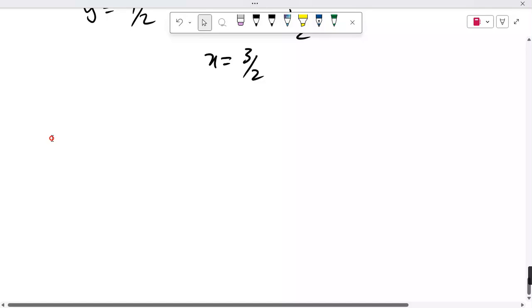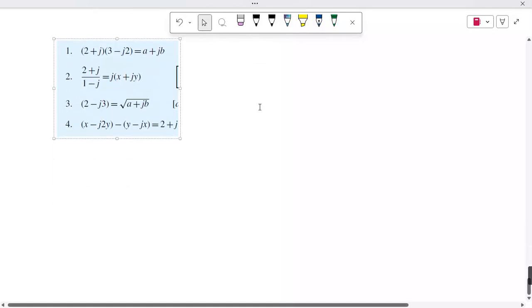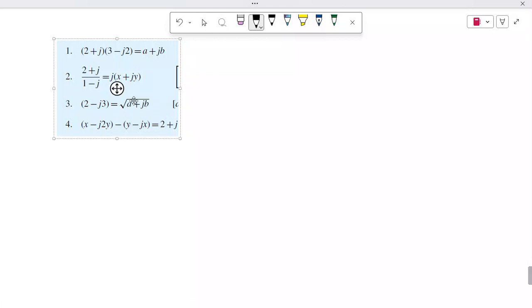Okay, so let's try to solve number 3 now. Number 3 we are solving for a and b. Same procedure: 2 minus j3 equals the root of a plus jb.